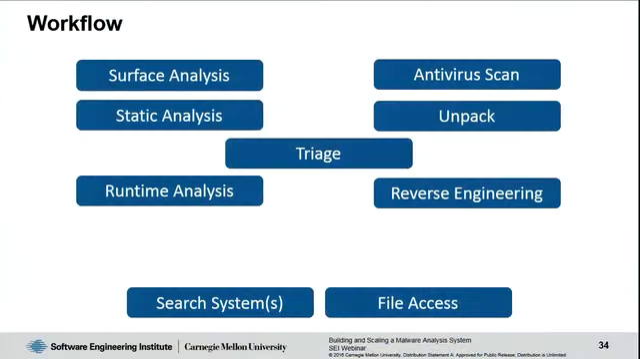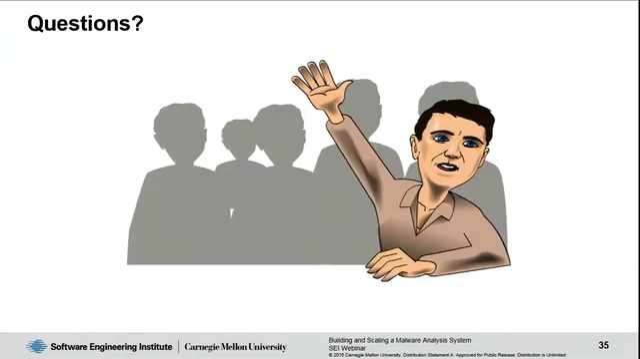And here's the workflow that I mentioned before. I don't have any arrows, but pretty much, your surface analysis, AV scanning, static analysis, and packed malware can all feed into the triage or filtering system. From there we can determine what kind of runtime analysis or reverse engineering we want to do, and all of those results can get put into the system for searching and for file access.